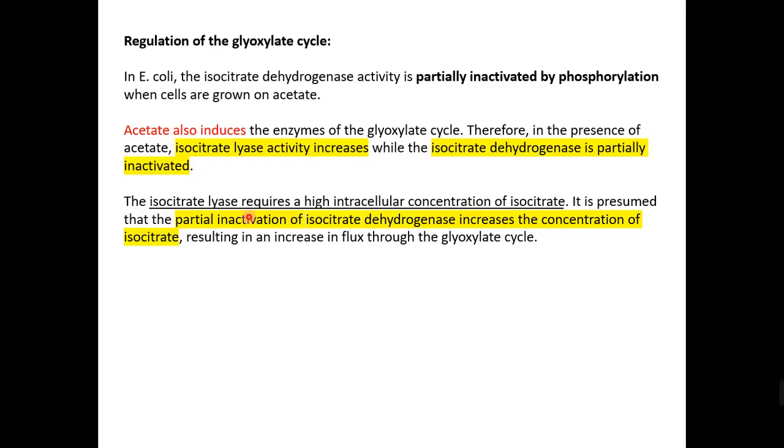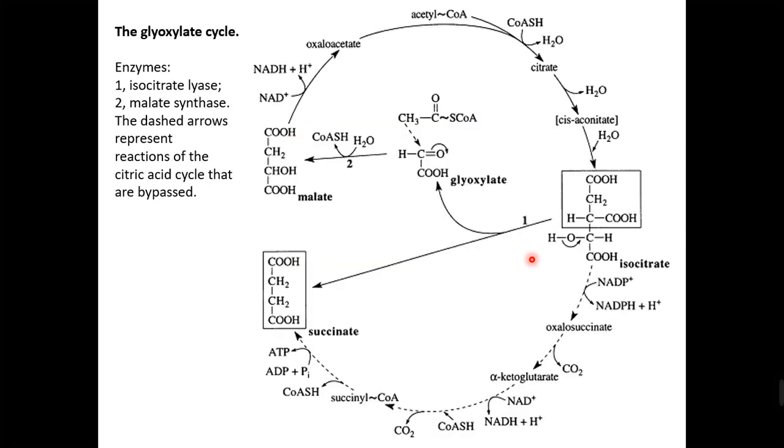So that is why it is mentioned here: the isocitrate lyase requires a high intracellular concentration of isocitrate. It is presumed that the partial inactivation of isocitrate dehydrogenase increases the concentration of isocitrate, resulting in an increase in influx through the glyoxylate cycle. So there is a very highly coordinated mechanism. First of all, if the acetate molecule is present, that will partially inactivate the isocitrate dehydrogenase enzyme. So this enzyme is inactivated. That is why it is in the dashed line.